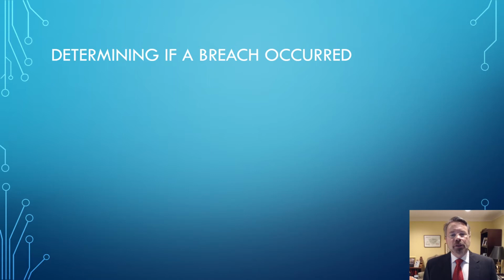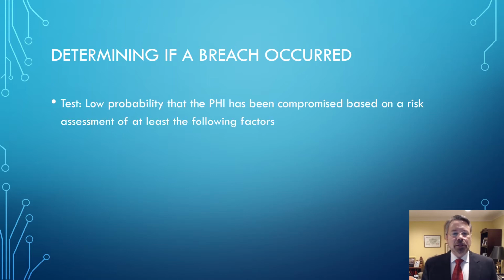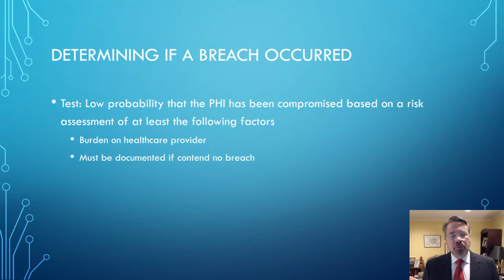If you determine that a breach has occurred, then you have to go through further analysis as to the probability of whether or not the PHI has been compromised. You look at a risk assessment and you look at several factors. One is the burden on the healthcare provider, and the second is if you contend that there was a low probability of compromise, then you have to document that process.